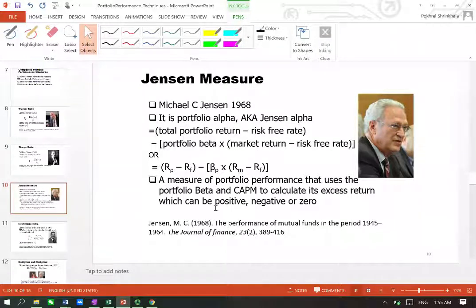Basically, alpha means the difference between the actual return and the expected return. So if the actual return is higher than the expected return, it means the manager has been adding value, adding alpha. Now, this is very popular.